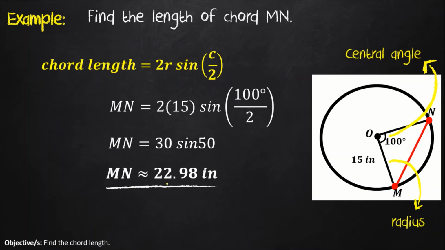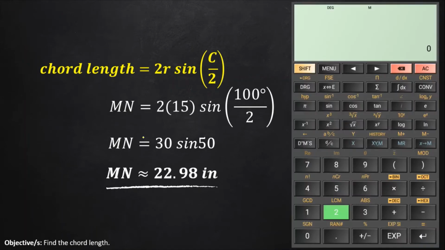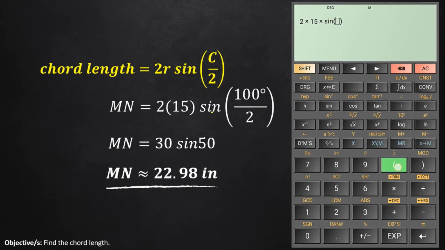inches. Now, let us check using our calculator. So, simulan natin dito sa given natin. Ito yung nag-substitute tayo ng values. So, we have 2 times 15 times sine of 100 over 2. So, ang lumabas ay 22.98 inches. Huwag kakalimutan ang unit of measurement. In our example, inches ang ginamit natin. So, rounded off ang answer to 2 decimal places.